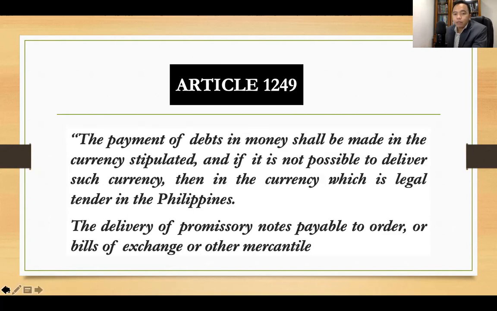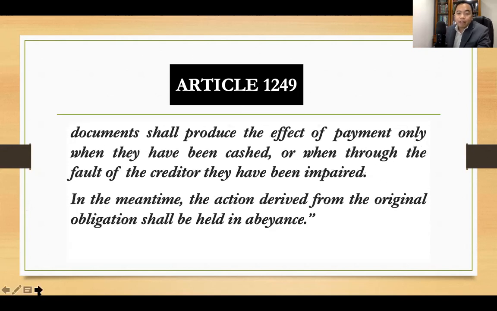Now, for example, if you have used some negotiable instruments or mercantile documents, which is the topic of another subject, a promissory note or a bill of exchange, for example, a check. Now, other mercantile documents will only produce the effect of payment after they have been cashed or through the fault of the creditor they have been impaired.